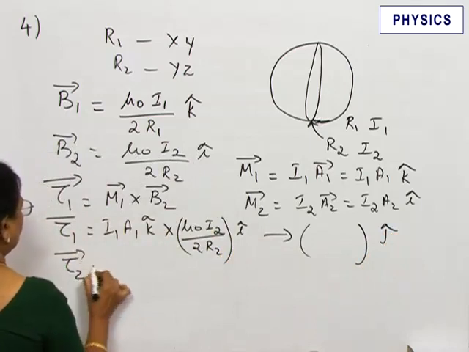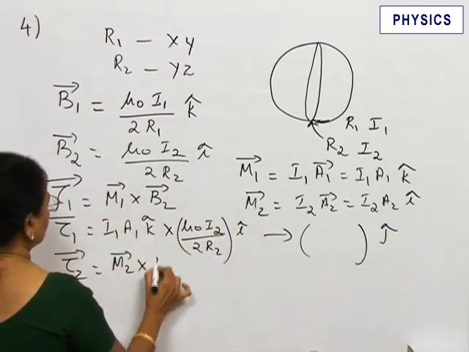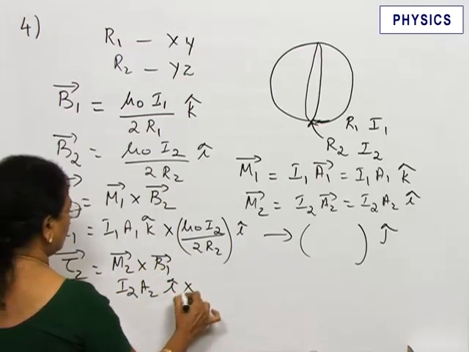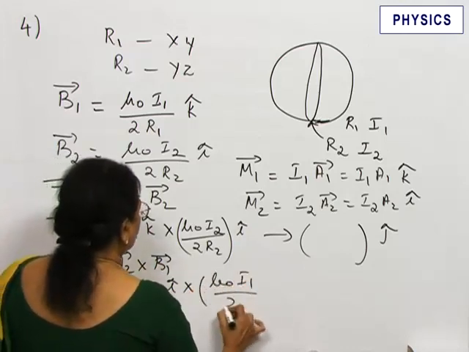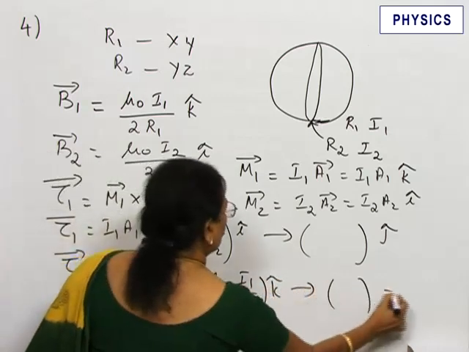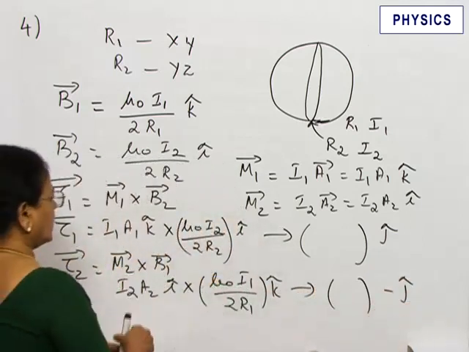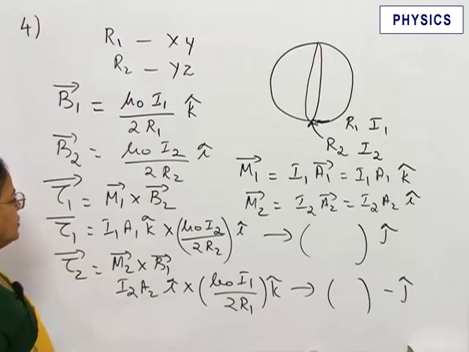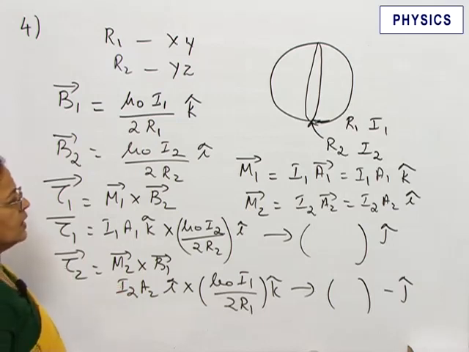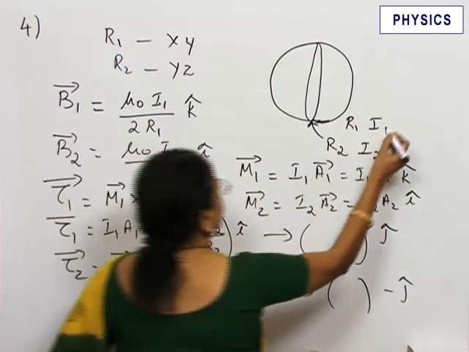Tau 2 equals M2 cross B1. What is M2? I2 A2 I cross mu naught I1 by 2 R1 K. So, I cross K becomes minus J. So, we see the direction of the torque on the first ring is J, that is the positive Y axis, and the direction of torque on the second ring is along the negative Y direction, minus J. Therefore, the two rings will rotate into a common plane and the option is A.